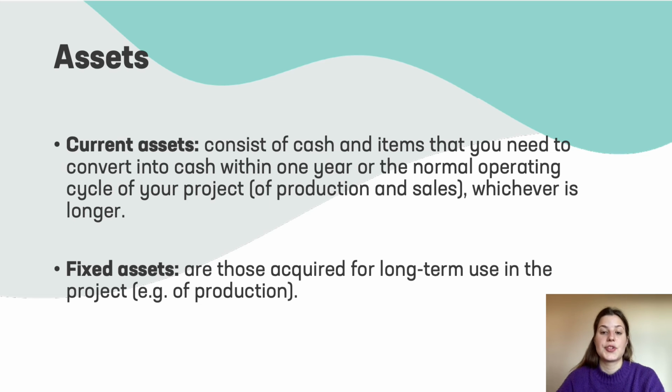Assets show the total value of everything that your project owns. There are two types of assets, current assets and fixed assets. Current assets are cash and items that you need to convert into cash within 1 year. Fixed assets, on the other hand, are those acquired for long-term use in the project.